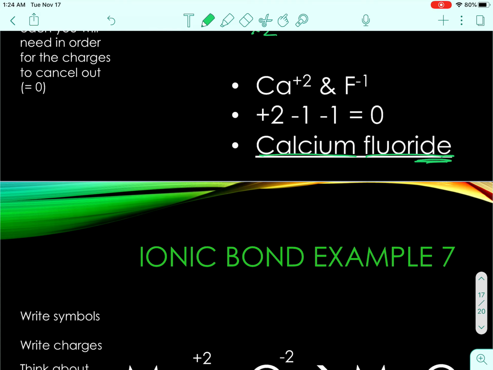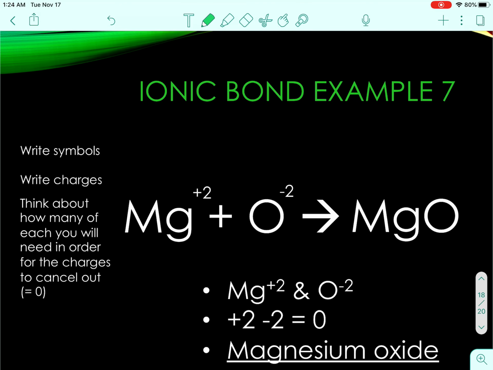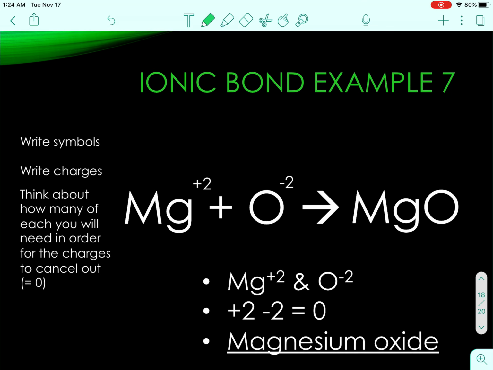Okay, we got 2 more examples. Our next example is magnesium and oxygen. So magnesium is group 2. It is +2. Oxygen is a group 16, so it's a -2.